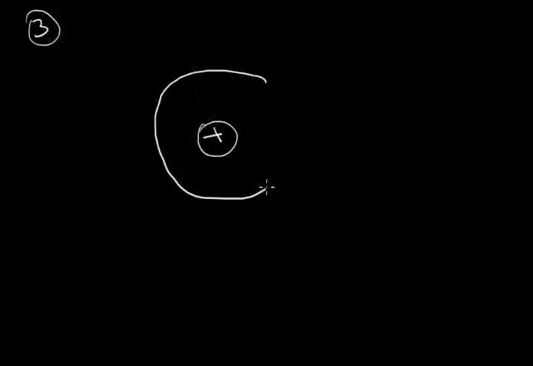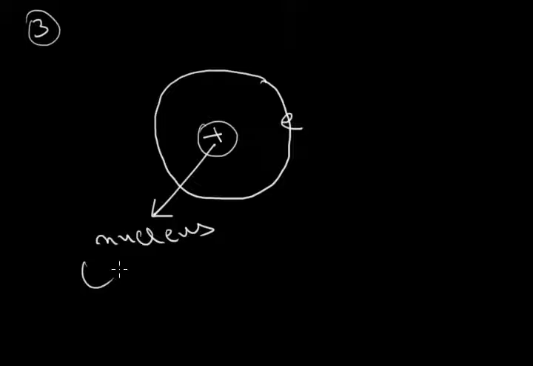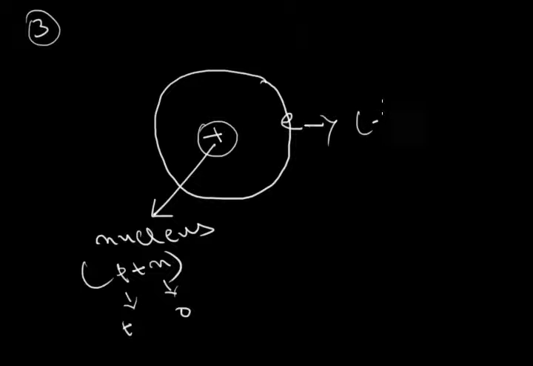Point number 3. So, point number 3 tells us that around the positive charge, that is the nucleus, the electrons revolve in a circular path. Like that. This is called the nucleus. And the nucleus contains proton plus neutron. Proton contains plus charge, neutron contains zero charge, electron contains minus charge.